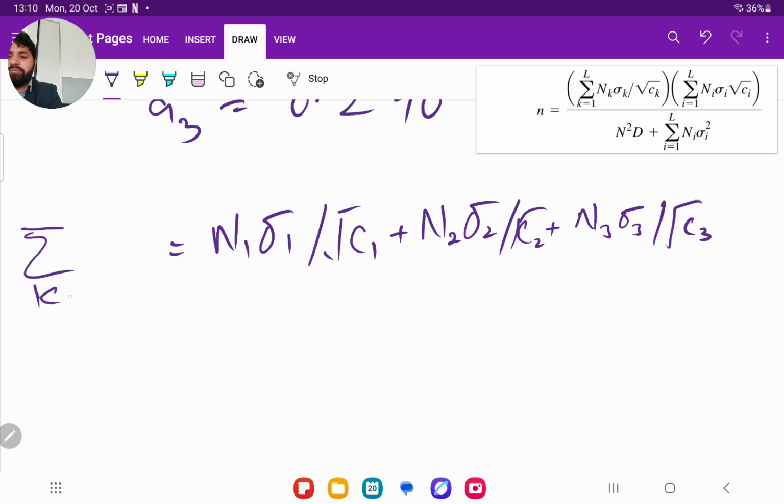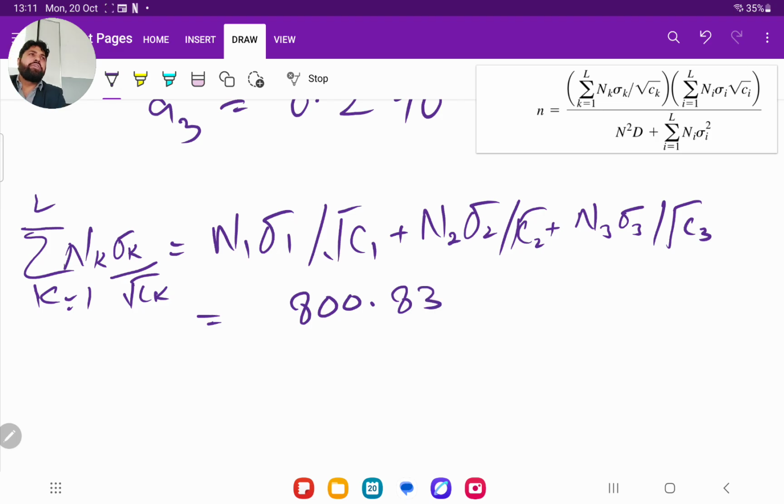First of all, we could estimate all these terms, and then we will put all these terms into N to get our final answer. Nk sigma k over square root Ck. So I think we have already estimated this one, which is 800.33. I think it is 83 or 33, whichever you calculated. This part is the denominator you calculated in the allocations.